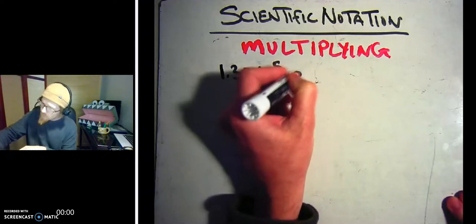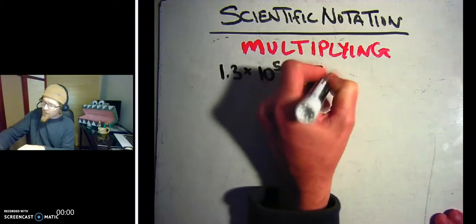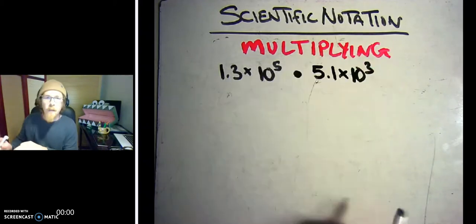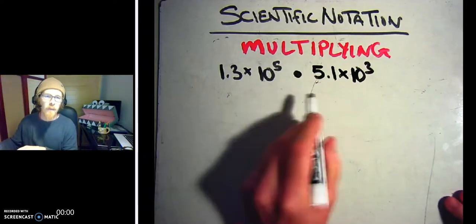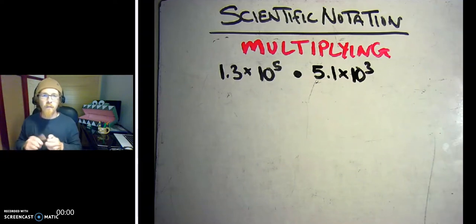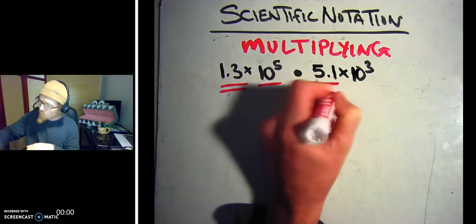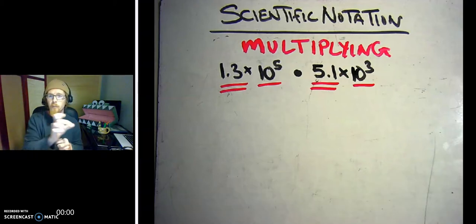Now let's make it bigger by multiplying this value by something else. How about 5.1 times 10 to the third? Now if I want to multiply 1.3 times 10 to the fifth times 5.1 times 10 to the third, one thing that I am going to notice is really this is 4 different terms being multiplied together. I have a 1.3, a 10 to the fifth, a 5.1, and a 10 to the third. And really they're all connected through multiplication.